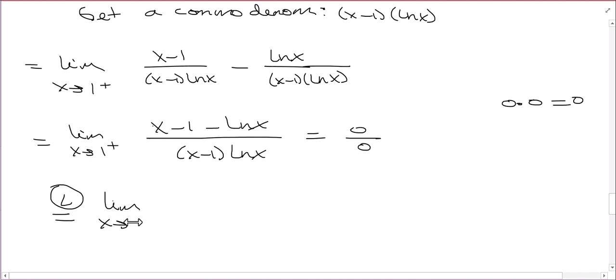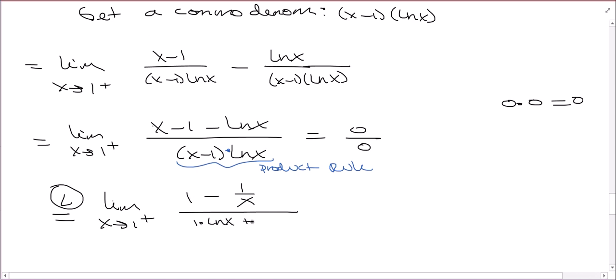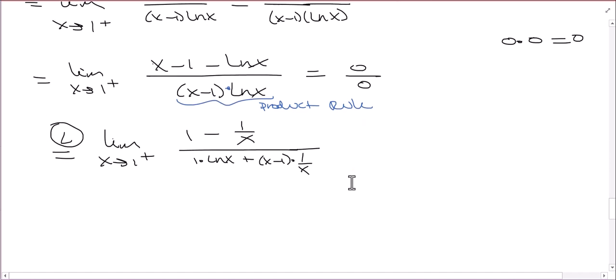So this is the limit as x goes to 1 from the right of, take the derivative. So I'm going to have 1 minus 1 over x over, and now here I have x minus 1 times ln x. So we better use the product rule. Product rule says the derivative of the first, which is 1, times the second left alone, plus the first, x minus 1, times the derivative of the second. And let's see what happens when I plug in 1, or can we simplify? If I plug in 1, I'm just going to get 0 over 0 again.